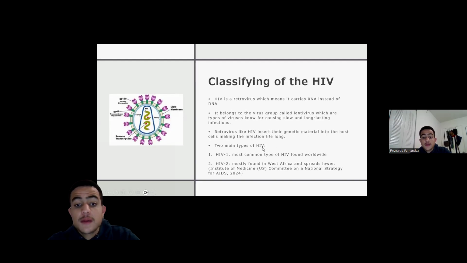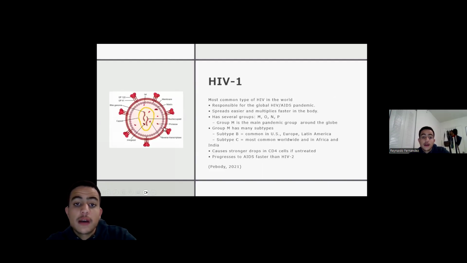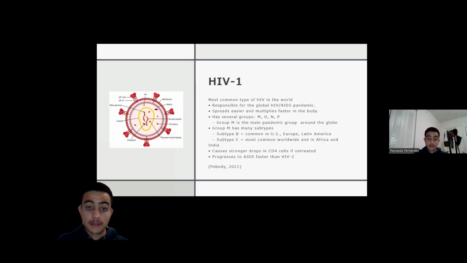There are two main types of HIV. Like I mentioned before, HIV-1 is the most common type of HIV found worldwide. And then we have HIV-2, which is mostly found in West Africa and spreads slower than HIV-1. Now, talking a little bit more about HIV-1, it is the most common type of HIV in the world. It's responsible for the global HIV and AIDS pandemic. So this is the strand of the HIV virus that is responsible for the pandemic itself. It spreads easier and multiplies faster in the body than HIV-2.